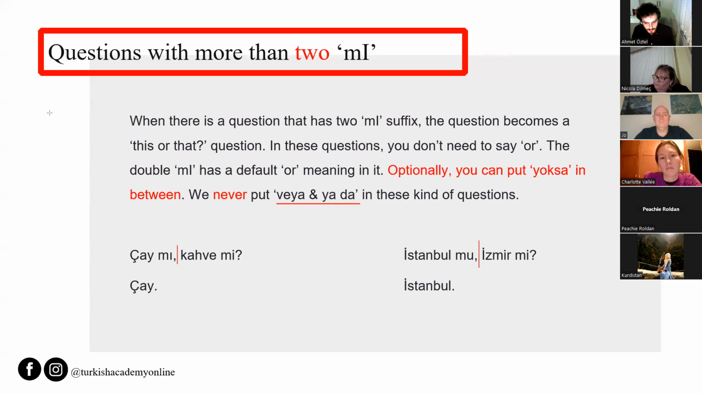And this is a game that I like to play with my A1 level students when we learn about the mu. They ask each other çay mı kahve mi? And my favorite question is usually aşk mı? Para mı? Ooh, this is a tough one. Let me hear some answers. Aşk mı para mı?